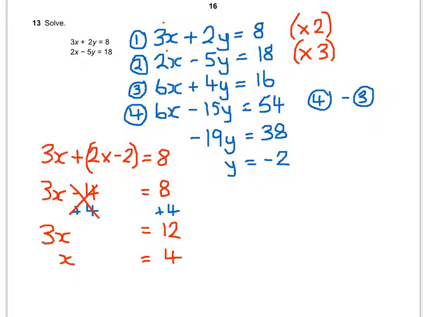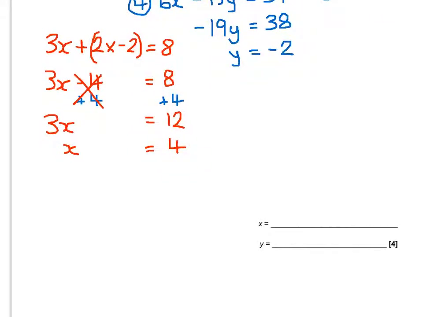And we can check that that works. If we have a quick look at substituting back in, we've got 3 times 4 here is 12, plus 2 times minus 2, which is minus 4. So 12 plus minus 4 is 8. So it works, it's correct. So now we're just going to put the answers in. So x is 4 and y is minus 2.